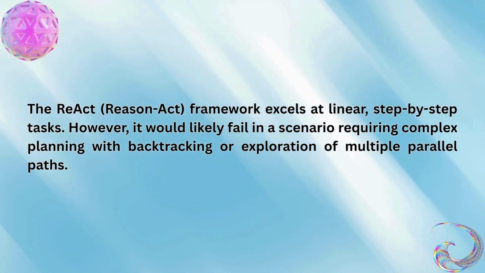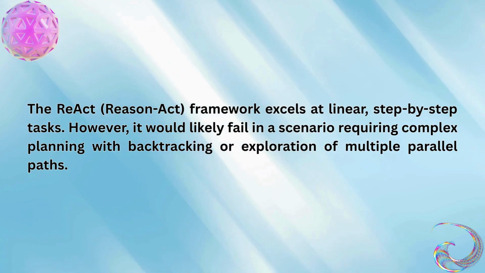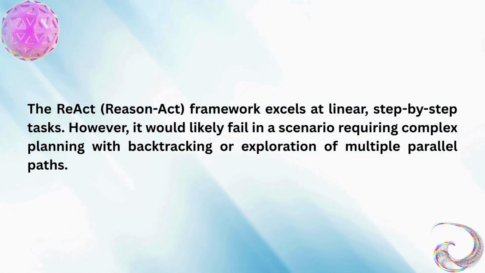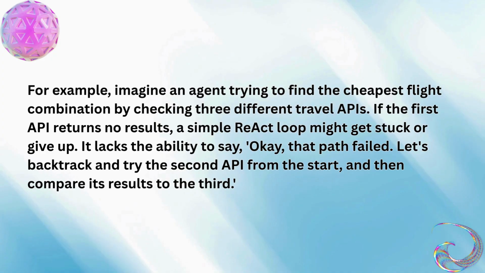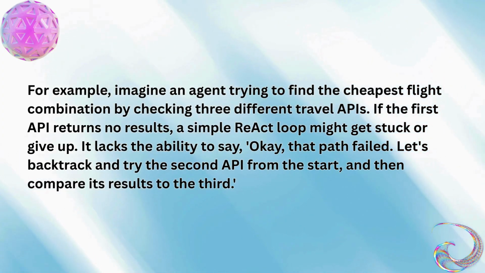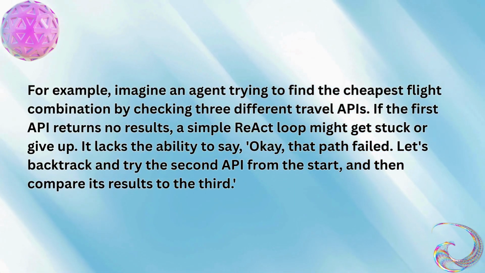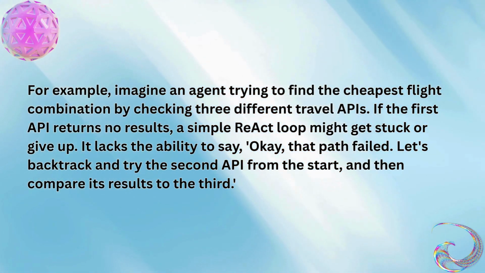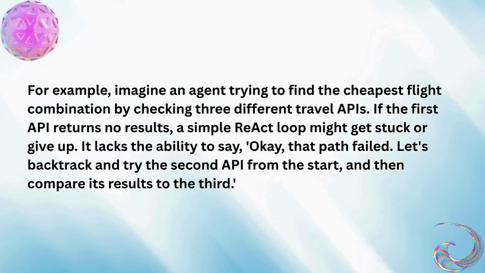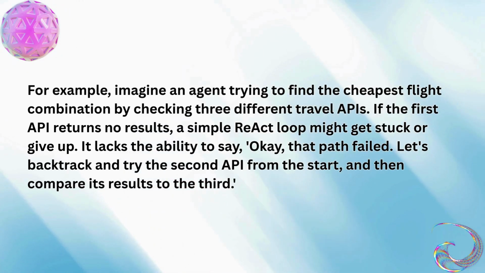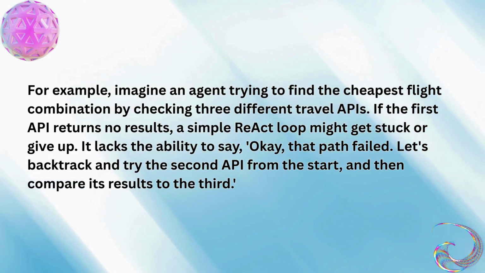However, it would likely fail in a scenario requiring complex planning with backtracking or exploration of multiple parallel paths. For example, imagine an agent trying to find the cheapest flight combination by checking 3 different travel APIs. If the first API returns no results, a simple React loop might get stuck or give up. It lacks the ability to say, okay, that path failed. Let's backtrack and try the second API from the start, and then compare its results to the third.